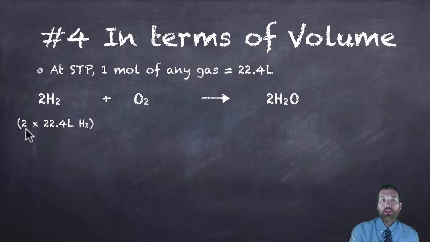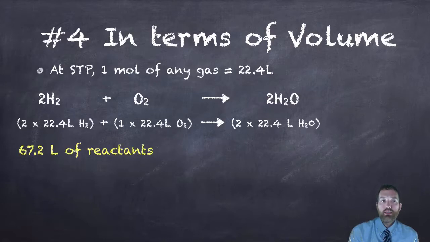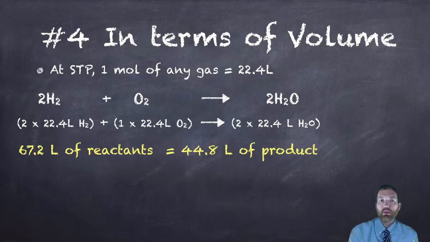So I have 2 moles of hydrogen, so 2 times 22.4 would be 44.8. And I have 1 mole of oxygen, so that would just be 1 times 22.4. And on my product side, I have 2 moles of my product, so 2 times 22.4. I would have 67.2 liters of reactants, but only 44.8 liters of products. And you can see that volume is not conserved in a chemical reaction. They are not equal on both sides of the equation. Mass is, atoms are, volume is not.